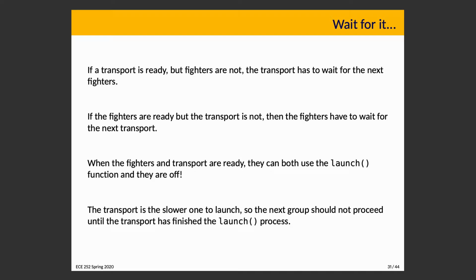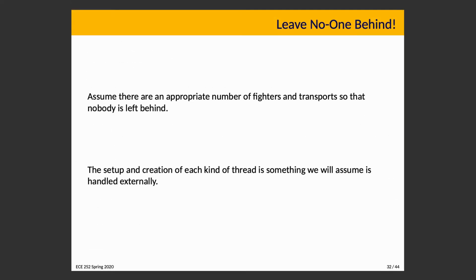The transport is the slower one to launch, so we'll say the next group should not proceed until the transport finishes the launch process. We'll assume for the purpose of this that there are enough fighters and transports so that nobody is left behind, and the setup and creation of all of those is something we will imagine is handled externally. We can just focus on the behavior of each kind of thread, although we do need to consider carefully what our initial values for our semaphores, etc. are.